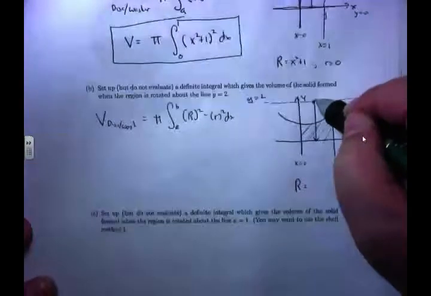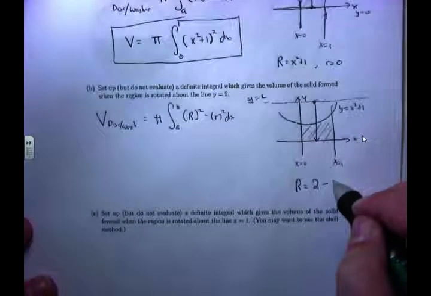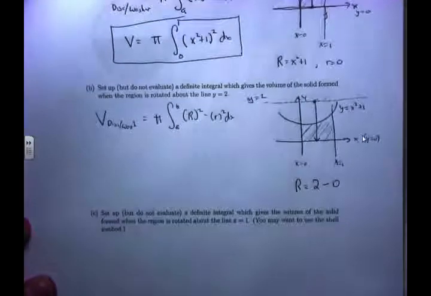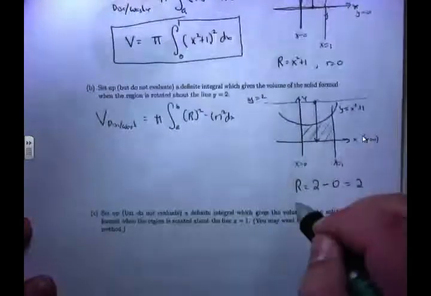What's on top? This is the line y equals 2. Minus this is on bottom, which is the line y equals 0, because it's the x-axis. I had to find the bottom of my region. So 2 minus 0 is pretty much 2.